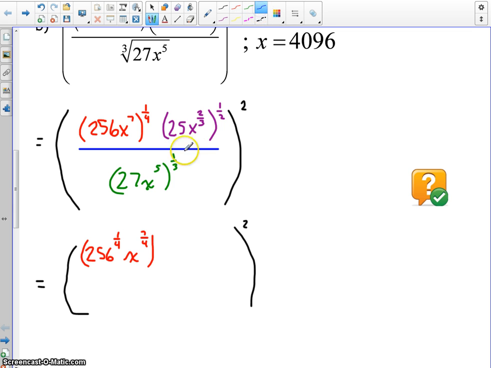Okay, so the next one I have 25 to the 1/2. Okay, and for my x, it's 2/3 times 1/2, which is 1/3. Kind of switch colors there, but that's okay. And for the one, my green one here in the bottom, it's going to be 27 to the 1/3. And then it's going to be x, 5 times a third is 5/3.